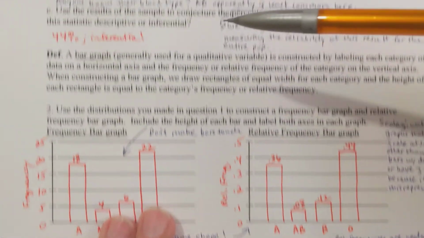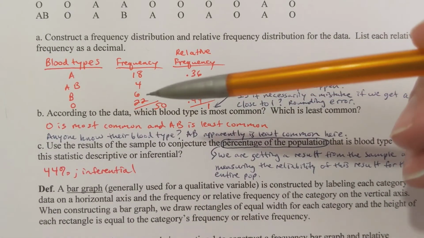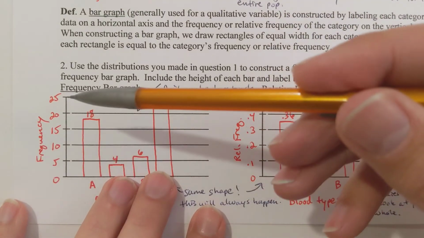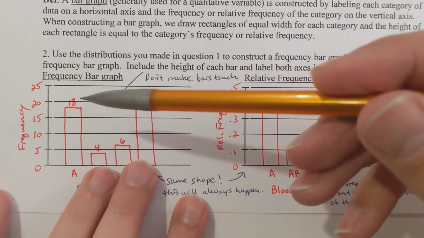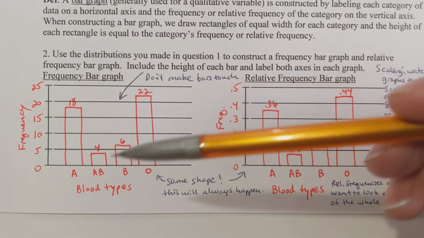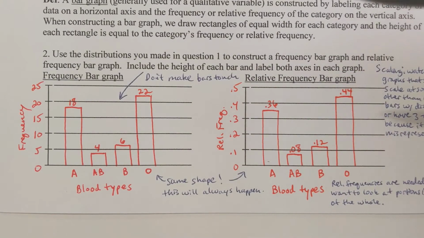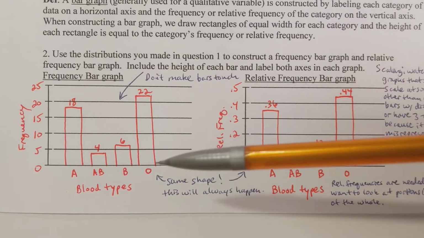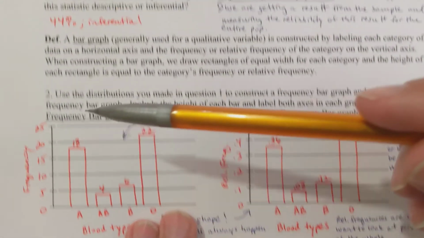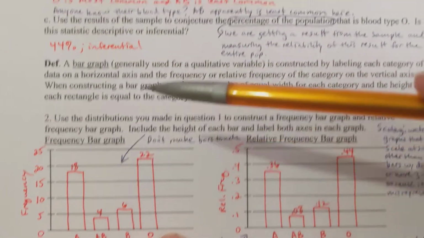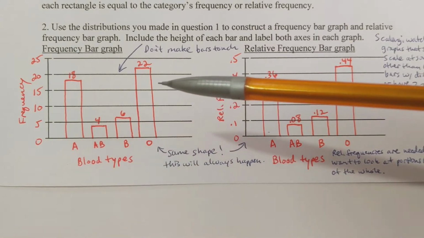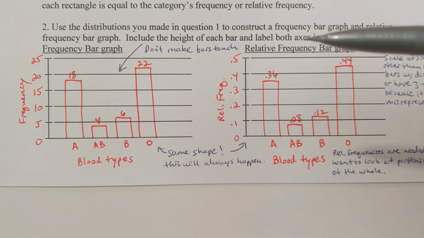Okay, and depending on the frequency that we've got here, the largest frequency that I've got listed is 22. Okay, so I'm going to need a scale that goes at least to 22. Okay, and what I decided was to have a scale that starts at 0 and goes up to 25 in increments of 5. Okay, and then I draw each bar at a height according to the frequency. So 18 people had blood type A, 4 people had blood type AB, 6 had blood type B, and 22 had blood type O. Okay.